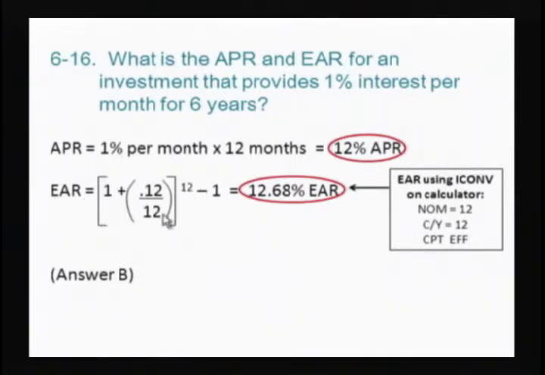That gives you the future value factor for a year. If you take the 1 back off, that gives you the interest earned per year. So the effective rate is 12.68% effective annual rate.